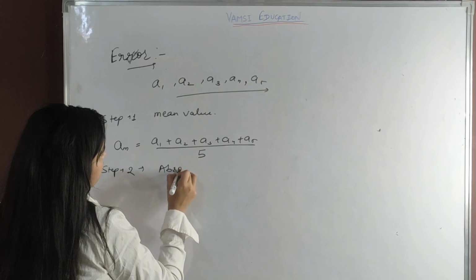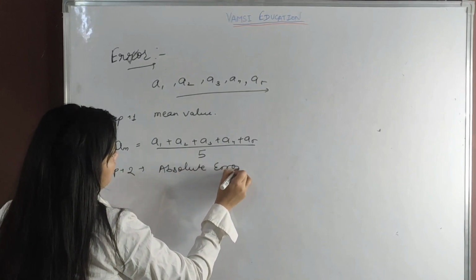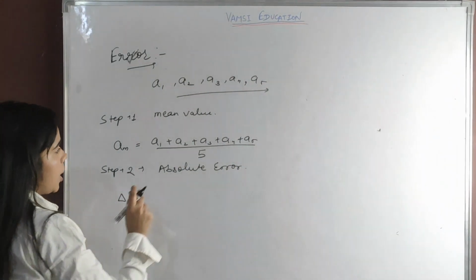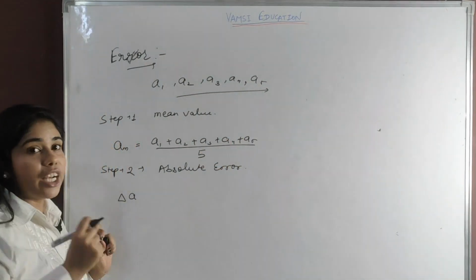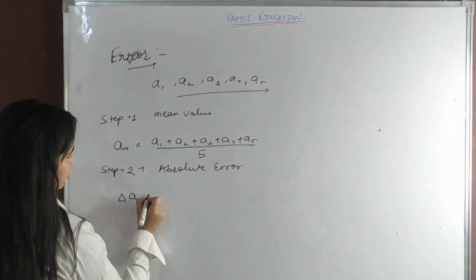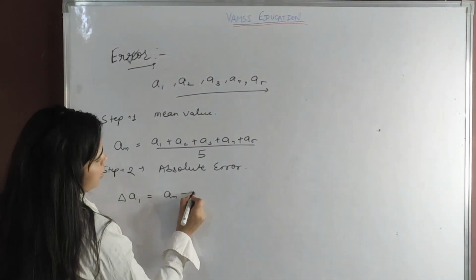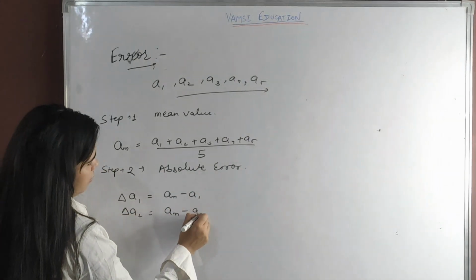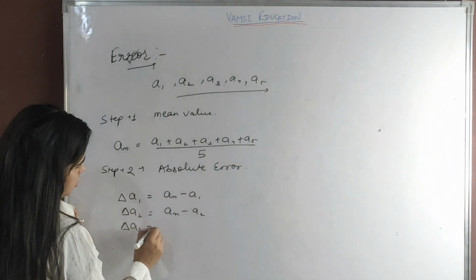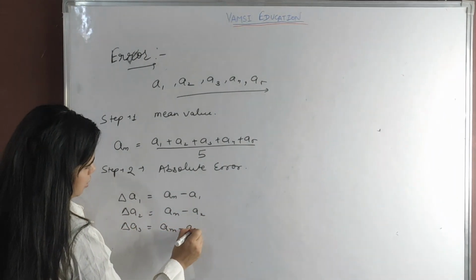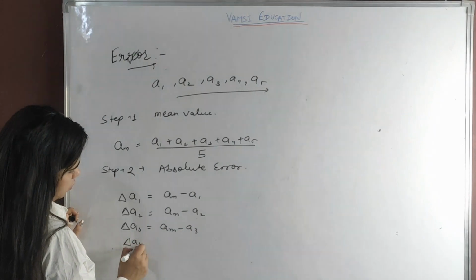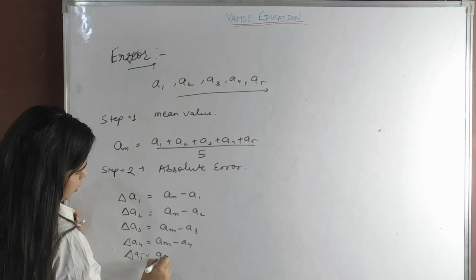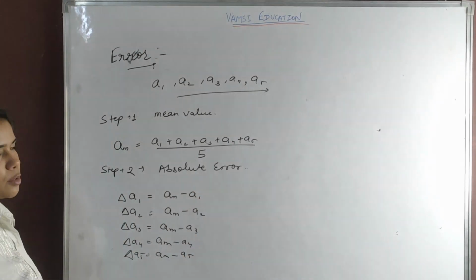absolute error. Absolute error is denoted by del A. So you have to find the absolute error in our individual readings. For the first one, del A1 = A mean minus A1. For the second absolute error, A mean minus our second reading. Third, A mean minus the third value. And again A4, then del A5 is equal to A mean minus A5. So this one is our absolute error.